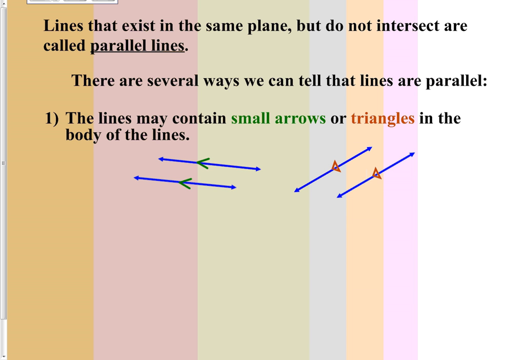Now, do not get either of these two sets of markers confused with the arrows that show up at the end of the lines, indicating that the lines go on infinitely in each direction. These guys will show up out in the body of the lines.